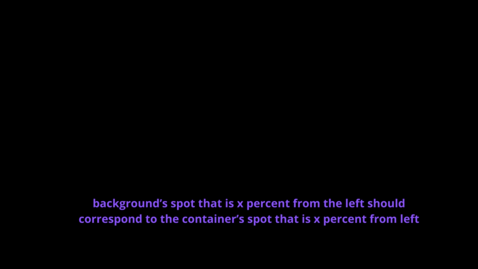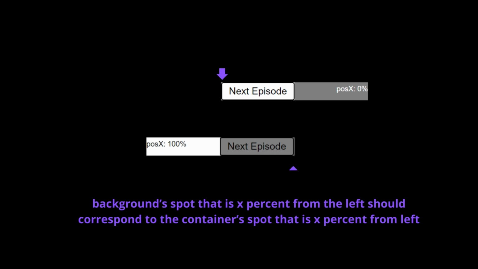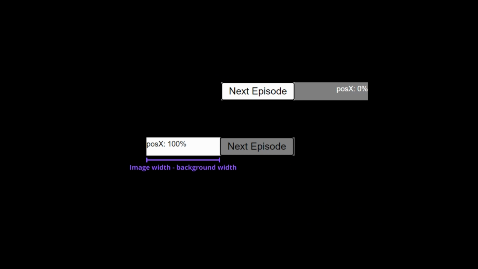Let's use some logic here. What should happen when we give x as 0? The left of the container and the background should align. And how about x equal to 100? In this case, the right end of the background and the container should and will align. That means we have to move the background to the left by the difference between the container width and the background width when x equal to 100.